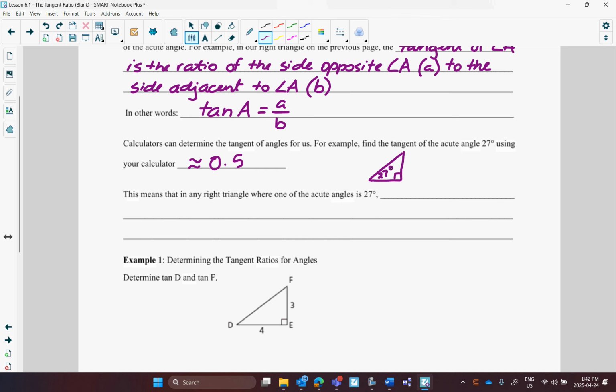Okay? So if I gave you, don't write this down, if I gave you 4 and 20, that triangle doesn't exist. Because if this is 27 degrees, this divided by this side has to be around 0.5. Or in other words, this has to be half of this side. This triangle can't exist.